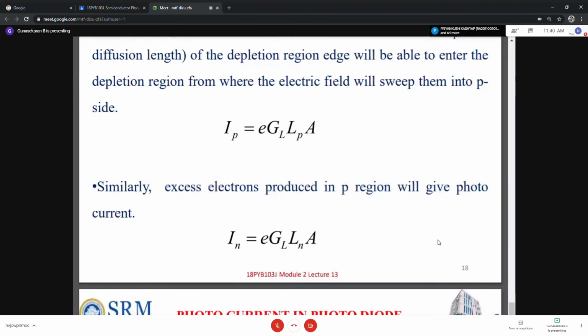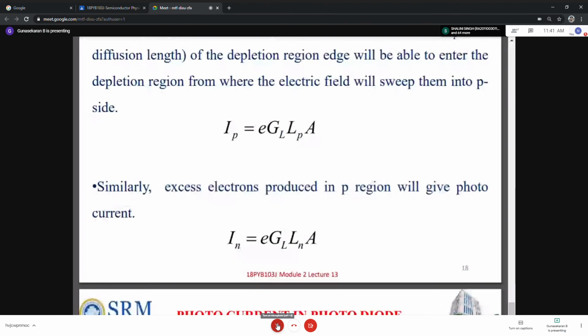Here e is the charge, G is the generation rate, L is the width of the region, and A is the area of cross section. Understand?